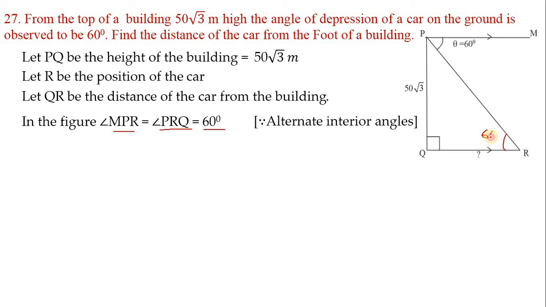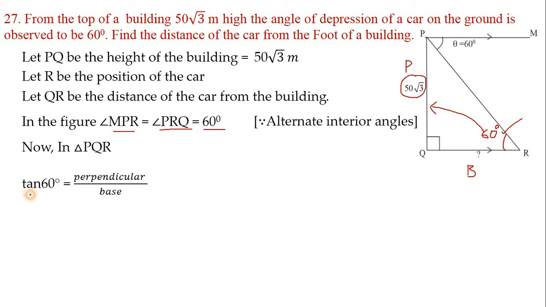Now let us consider triangle PQR. Now it has become 60 degree. Hence now this is the reference angle. 60 degree is the reference angle. Now if we take this as the reference angle, this measurement they have given is the perpendicular. The side opposite to the reference angle is the perpendicular. This we have to find. This is the base. Now perpendicular and base is the ratio of which one? That is tan. Hence in triangle PQR, tan 60 degree is equal to perpendicular by base.